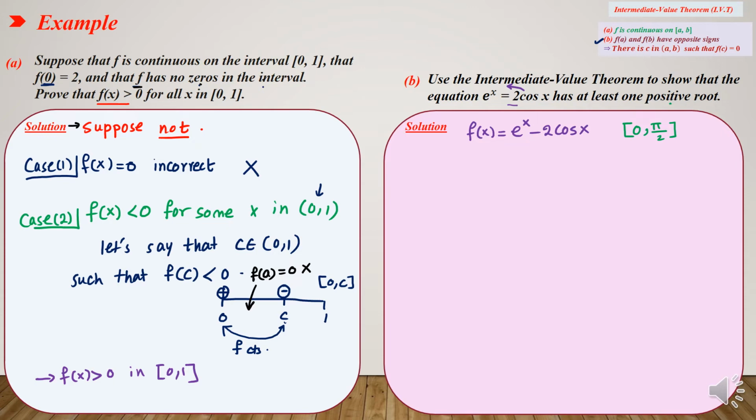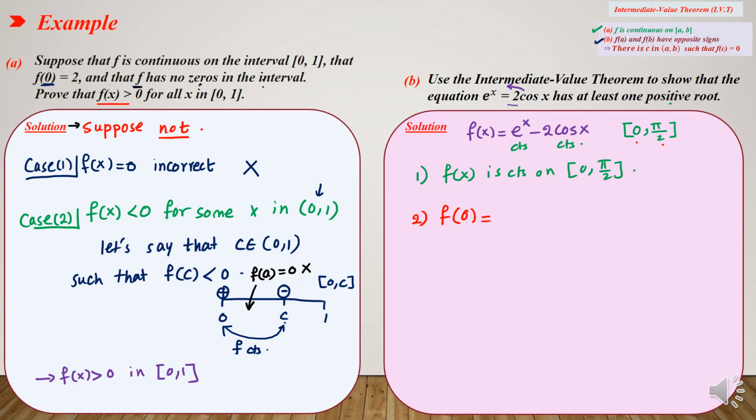So let's check this interval for the given function. The first condition in the I.V.T. is continuity. Since e to the x is continuous everywhere and 2 cosine x is continuous everywhere, this means f of x is continuous because it's a difference between two continuous functions. So f of x is continuous on the closed interval from 0 to pi over 2. So the first condition is satisfied. For the second condition, you have to evaluate f at the endpoints, f of 0 and f of pi over 2.